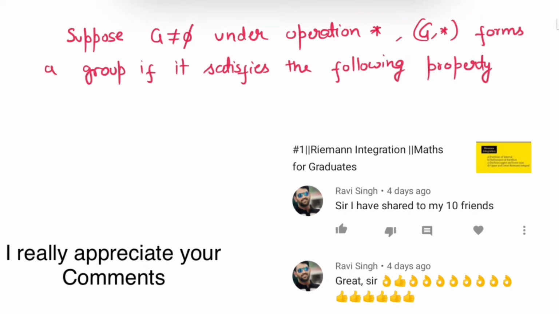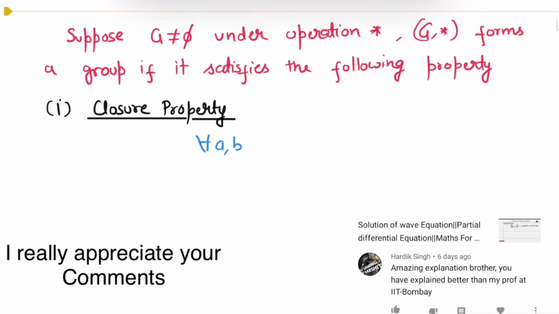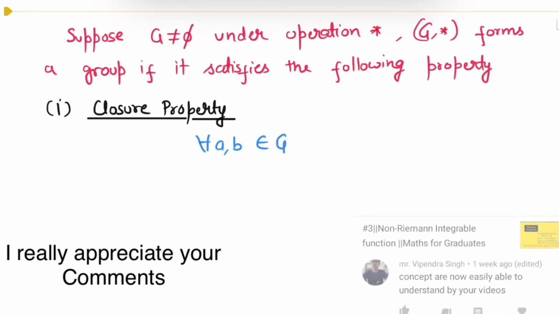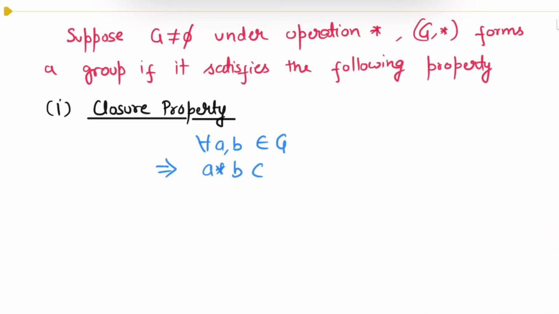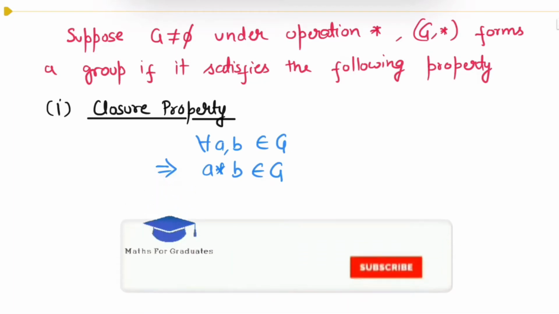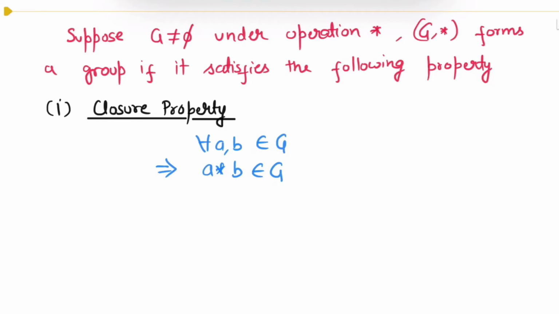Property number 1, closure property. For any elements A and B of G, if A star B belongs to G, then G is said to be closed under the operation star. This property means that if we take any two elements of the set G and operate them together, then whatever result we get must also belong to the set G.